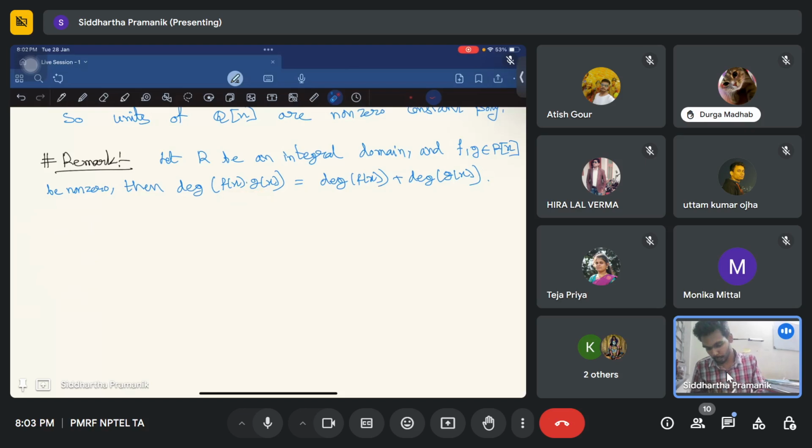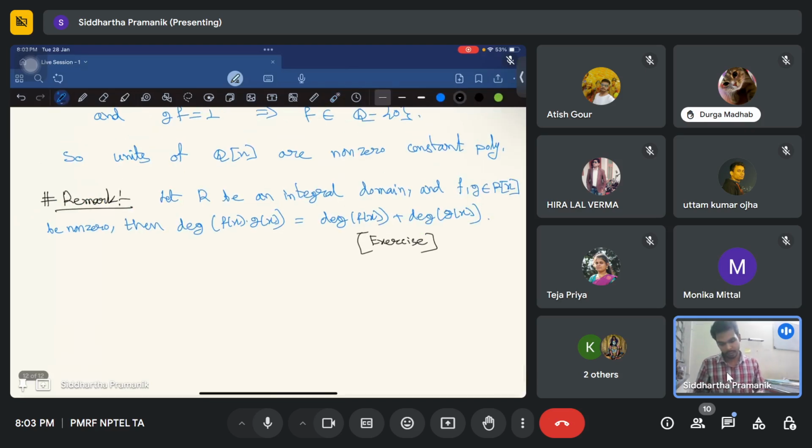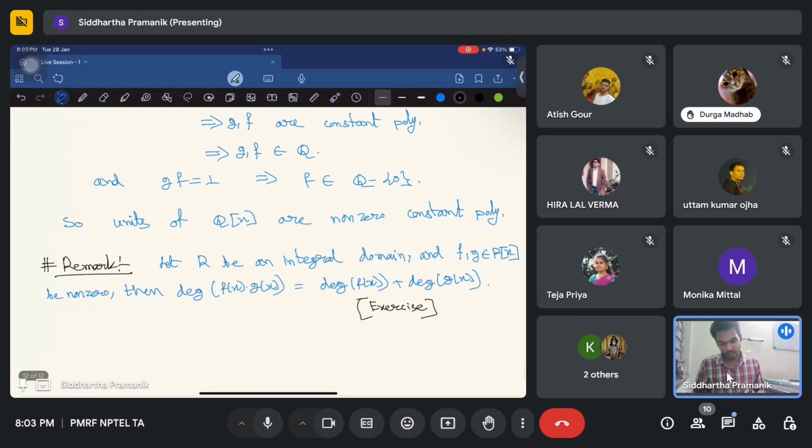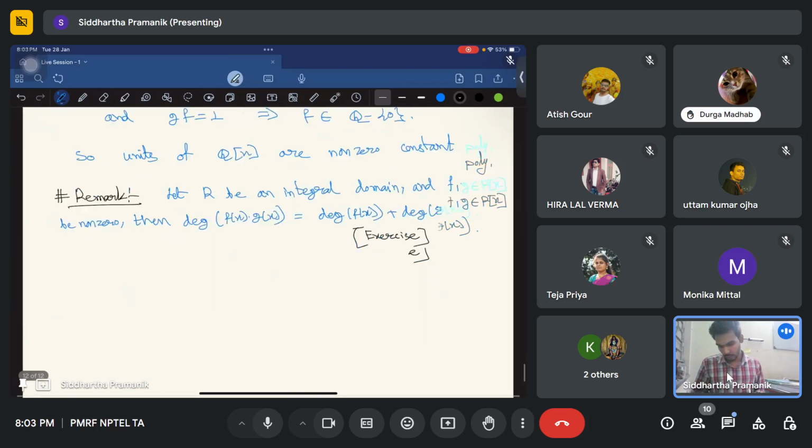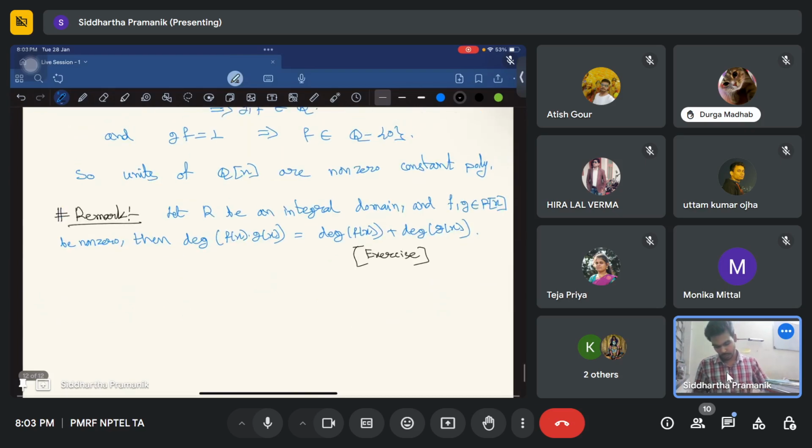You can try to prove this on your own. This is not difficult. But the important thing is we are in an integral domain, otherwise this statement will not be true. You just try this and let me know if you are unable to do it. So it's already time, so I think for today this is enough.